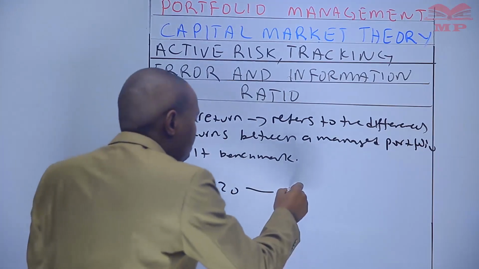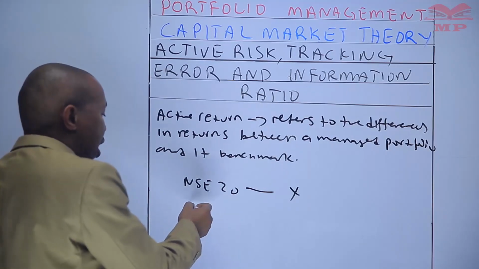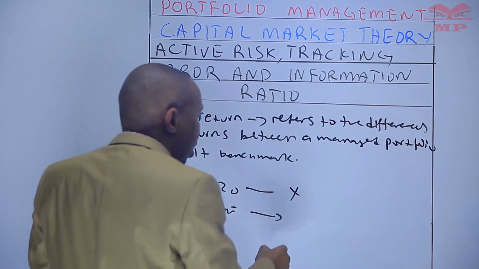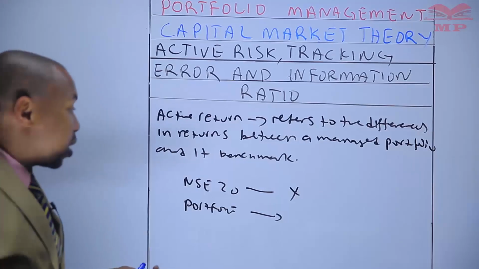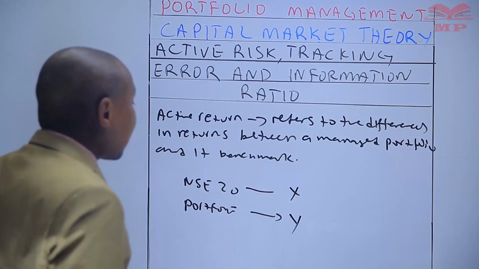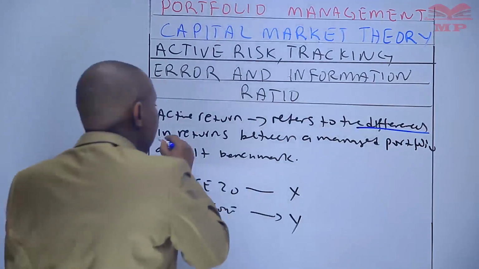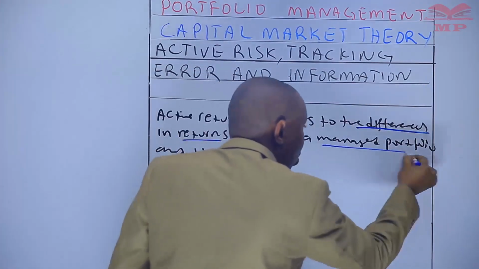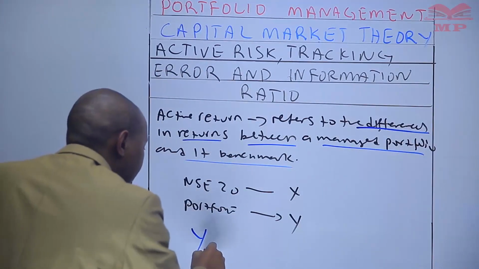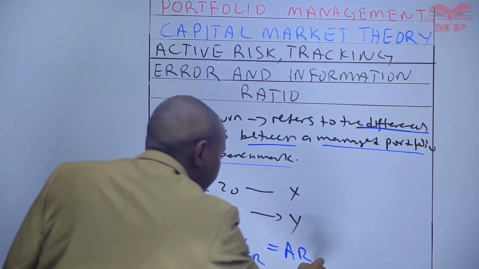It generates a return of X. Then we have our hypothetical portfolio, that we have allocated specific weights to specific asset classes. We get return Y. So the active return refers to the differences in returns between a managed portfolio and its benchmark. We just say Y return minus X return, and that gives us active return.